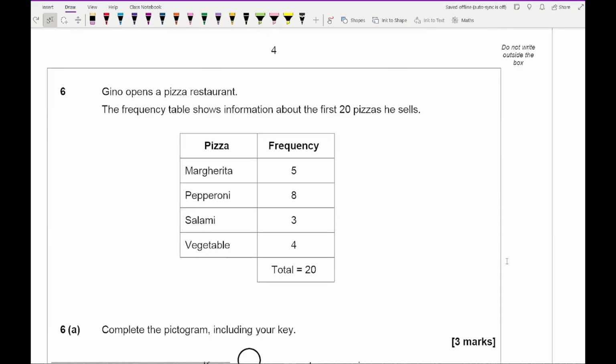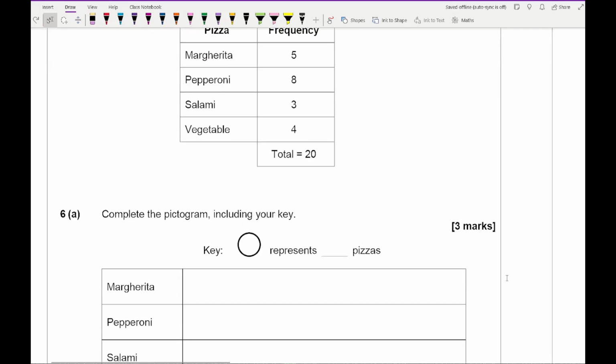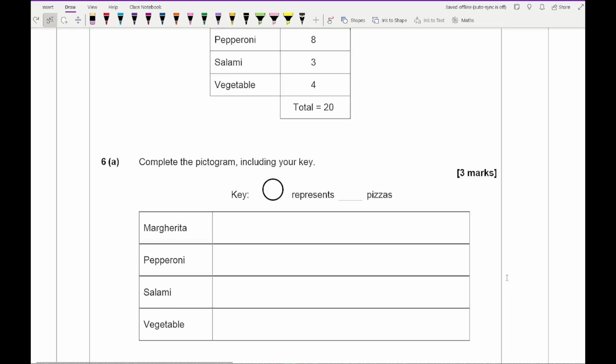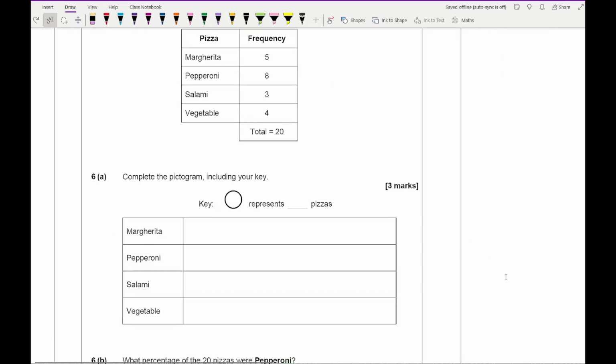Moving on to question 6, it says Gino opens a pizza restaurant. The frequency table shows information about the first 20 pizzas he sells, and question 6a is asking us to complete the pictogram, including a key. Now for this, you could choose a variety of keys. You could go for 1 pizza represents 1, 2, or 4. I would definitely opt for an even number, and as it is a pizza, I'm going to go for 1 whole pizza represents 4 pizzas.